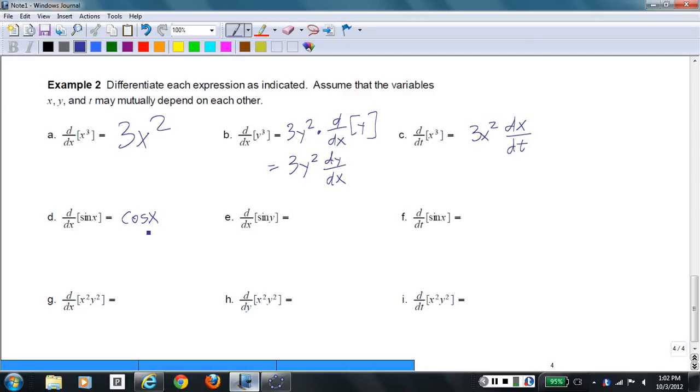How about d dx of sine y? The derivative of the sine of something is the cosine of that something times the derivative of that something. So we multiply by dy dx.